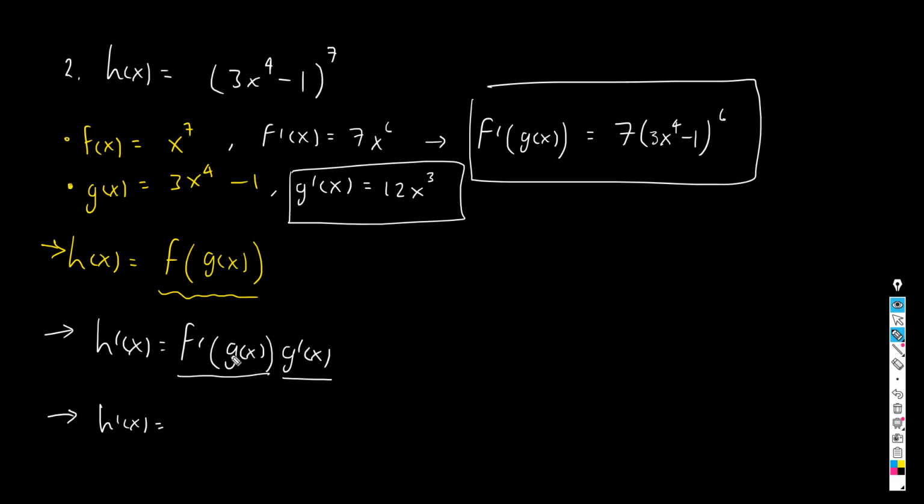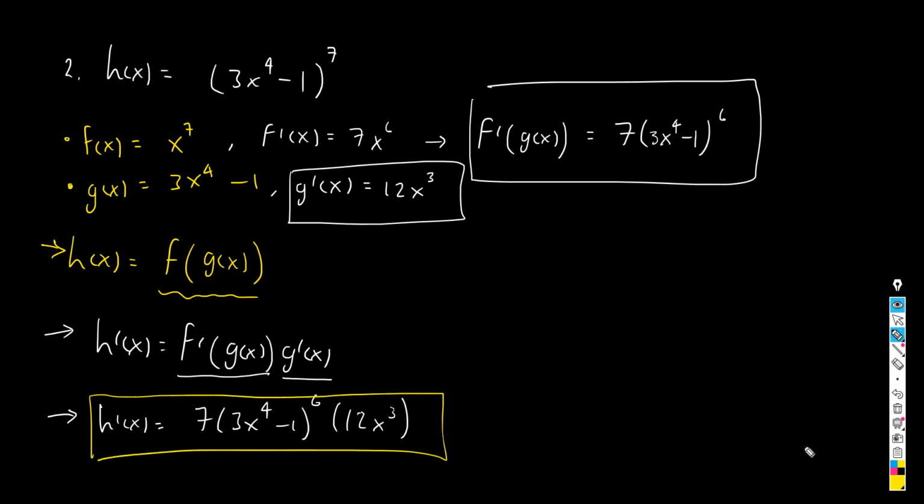So f prime evaluated in g of x is all of this thing: 7 times 3x to the 4 minus 1 to the 6, times g prime of x, which is 12x to the cube. So as you can see, now we have a different thing, a more complex thing. And again, you can just keep it like this. If you want to multiply this 12 times this coefficient, go ahead, but you can just leave it like that, and that would be perfect.